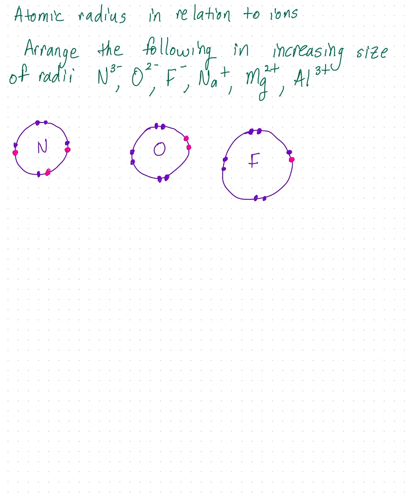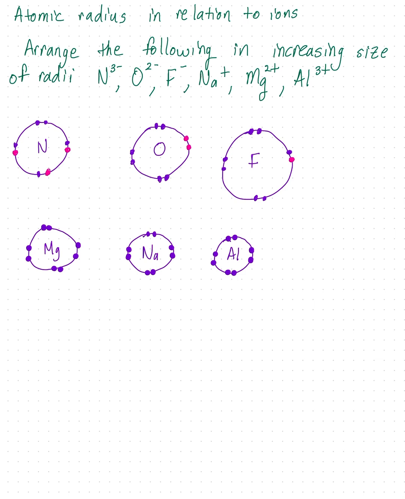For sodium, magnesium, and aluminum, you're going to have a full octet for all of them. So magnesium, sodium, aluminum, and I'm going to use a larger thing so I don't have to use so much effort to make these. Okay. 1, 2, 3, 4, 5, 6, 7, 8. 1, 2, 3, 4, 5, 6, 7, 8. Okay.